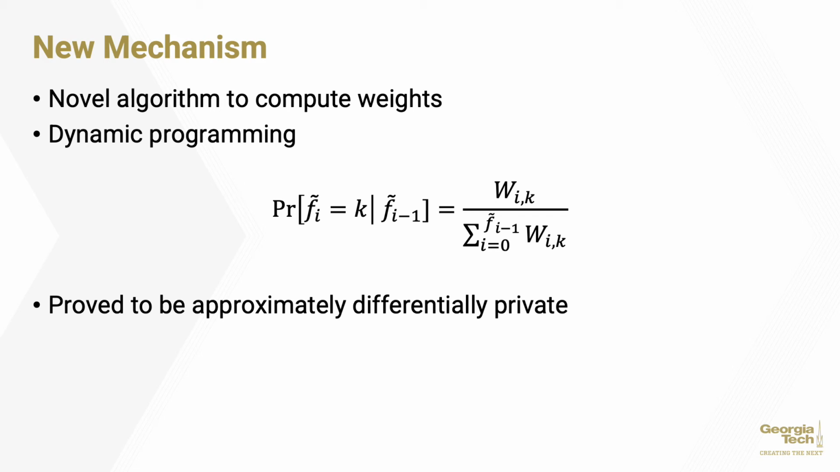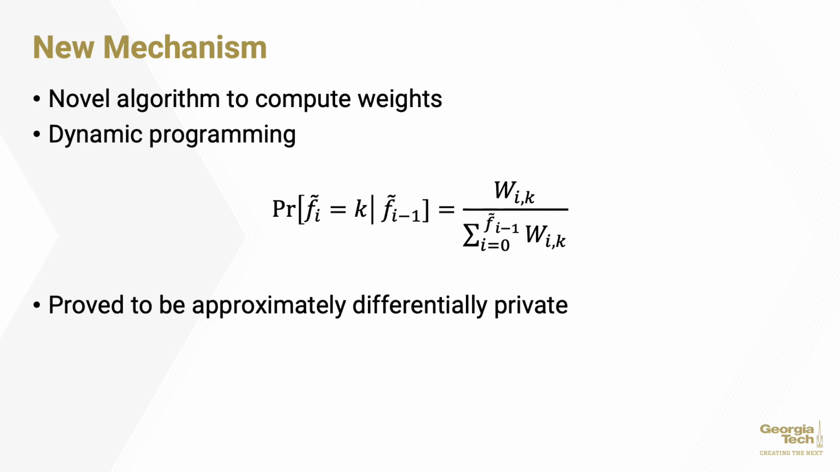So now we have a finite number of possible outcomes to draw from and an efficient way to compute the weights for those draws. The authors then go on to show proof that this new mechanism also preserves epsilon delta differential privacy.